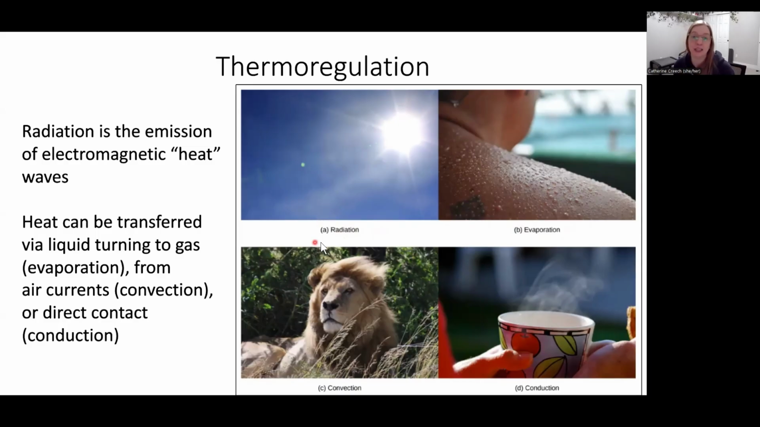Radiation is where we get heat from on Earth in general. That's going to come from our sun. This is electromagnetic heat. So that's what your ectotherms are really going to rely on. You can get heat from directly touching something. That's conduction. So this is a hot cup of tea. I have my hot cup of coffee right here. As I hold my coffee cup, I'm pulling the heat from the cup into my body.